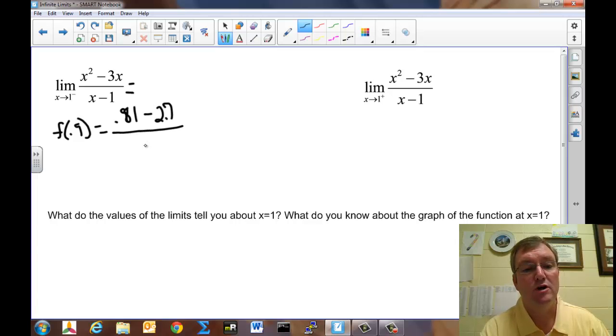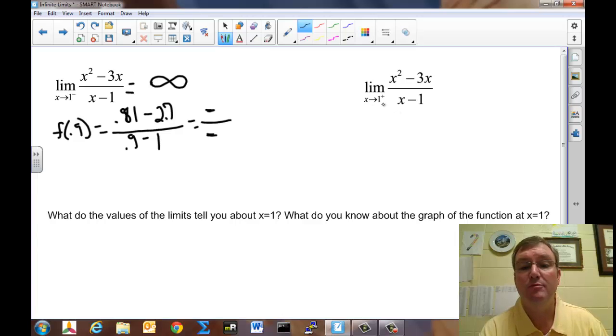And I'm not really worried about the number as much as I am what is the sign of the number. So in the numerator, 0.81 minus 2.7 is going to give me a negative number. And 0.9 minus 1 is going to give me a negative number. Okay, since I know that there's a vertical asymptote at 1, I know the answer is either infinity or negative infinity. Well, a negative divided by negative tells me that it's a positive, so the solution must be positive infinity.